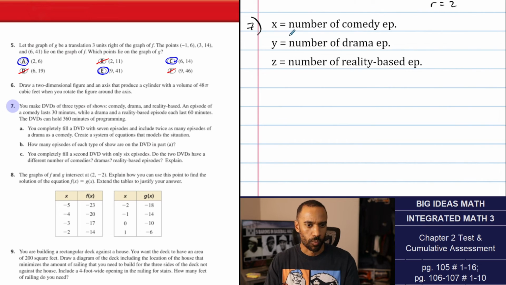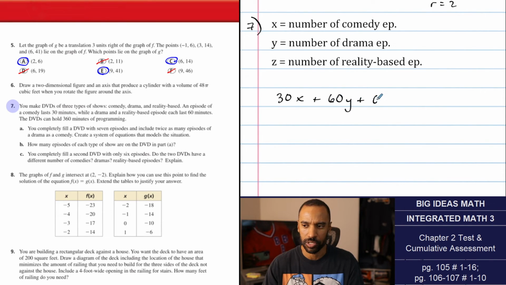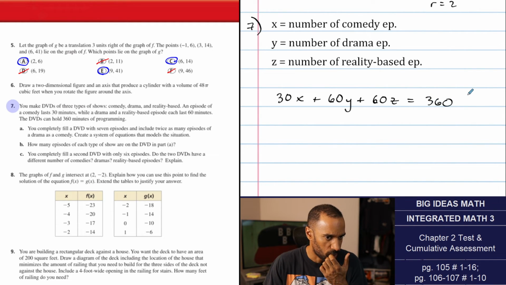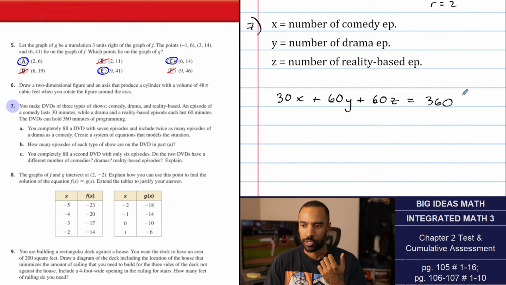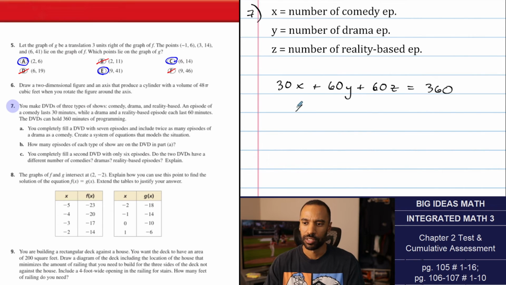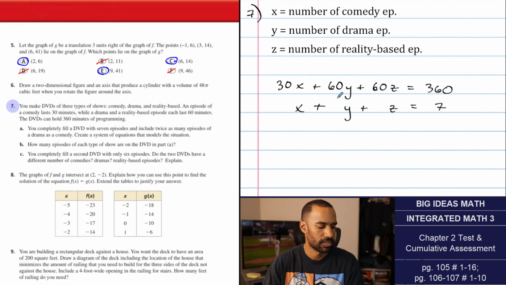Okay, so one of my equations is the minutes one. A comedy lasts 30 minutes. 30 minutes per comedy times the number of comedies, plus 60 minutes per drama times the number of dramas, plus 60 minutes per reality show times the number of reality shows. That equals 360. Oh, 7 episodes. I didn't see that one. So x plus y plus z equals 7. 7 total episodes there. I missed that sentence.